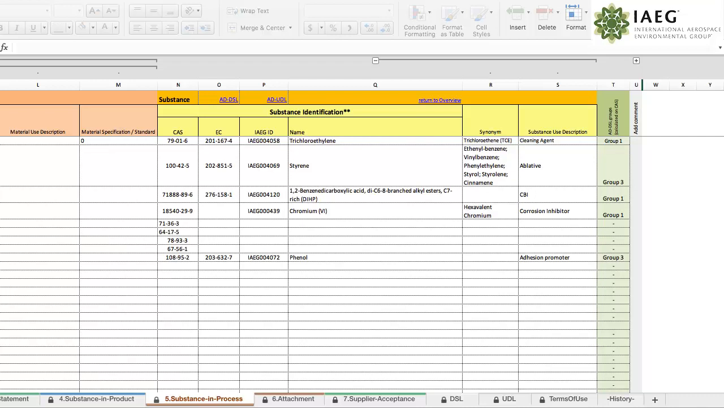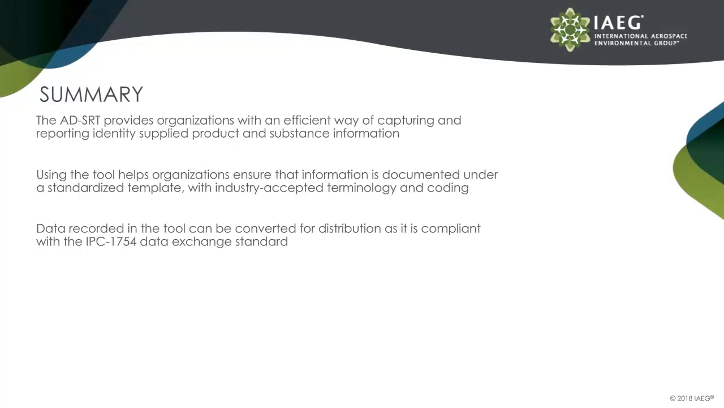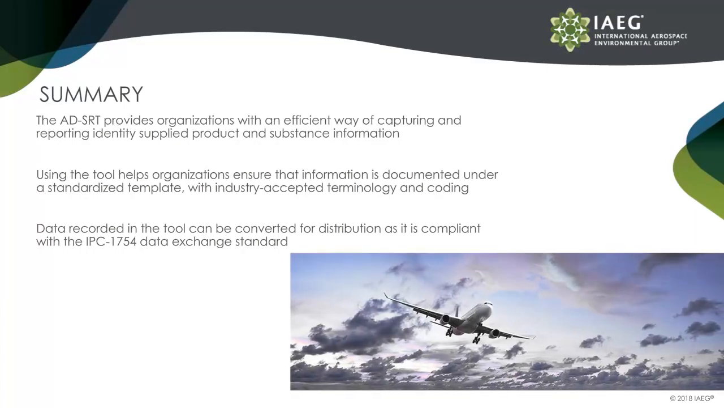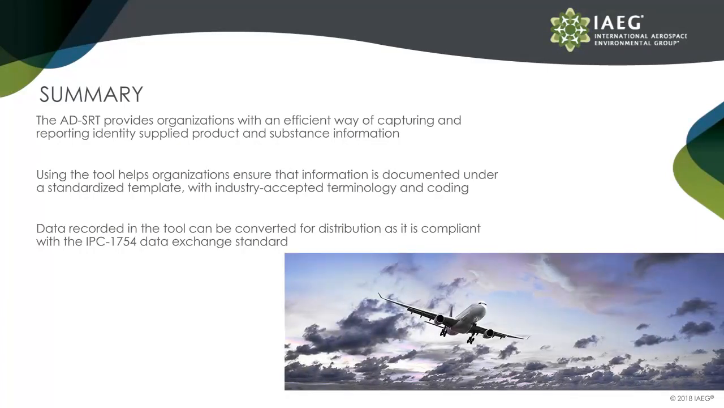The IAEG AD-SRT provides organizations with an efficient way of capturing and reporting identity-supplied product and substance information. Using the tool helps organizations ensure that information is documented under a standardized template with industry-accepted terminology and coding. Data recorded in the tool can be converted for distribution as it is compliant with the IPC 1754 Data Exchange Standard.